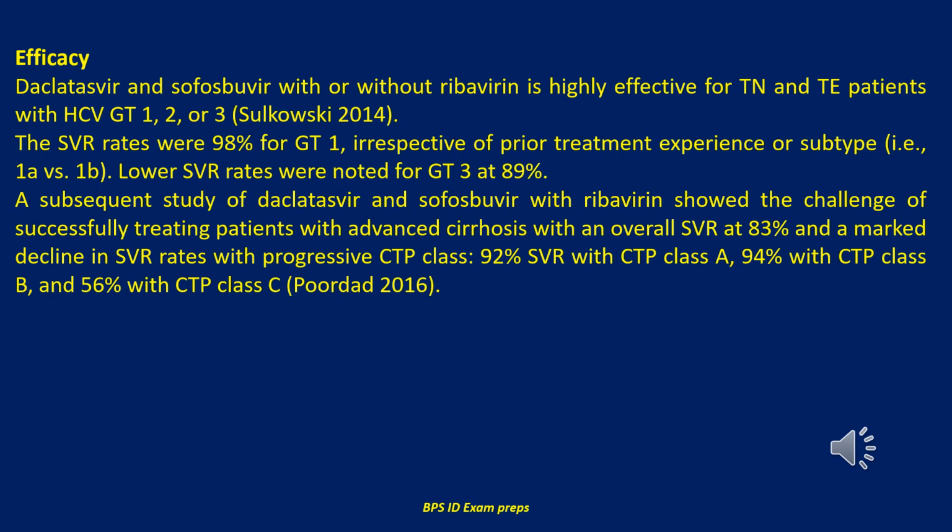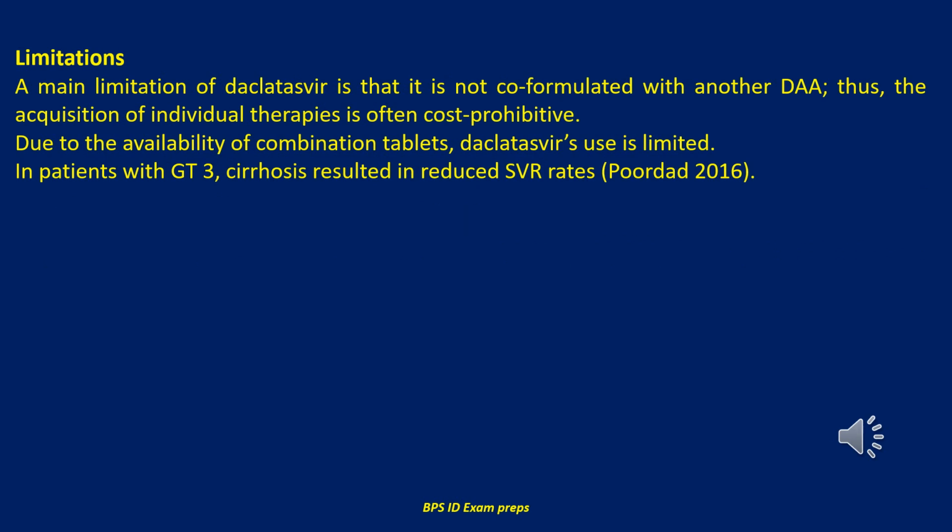A subsequent study of daclatasvir and sofosbuvir with ribavirin showed the challenge of successfully treating patients with advanced cirrhosis, with an overall SVR at 83% and a marked decline in SVR rates with progressive CTP class: 92% SVR with CTP class A, 94% with CTP class B, and 56% with CTP class C, according to Poordad 2016. Next we will discuss the limitations of daclatasvir.